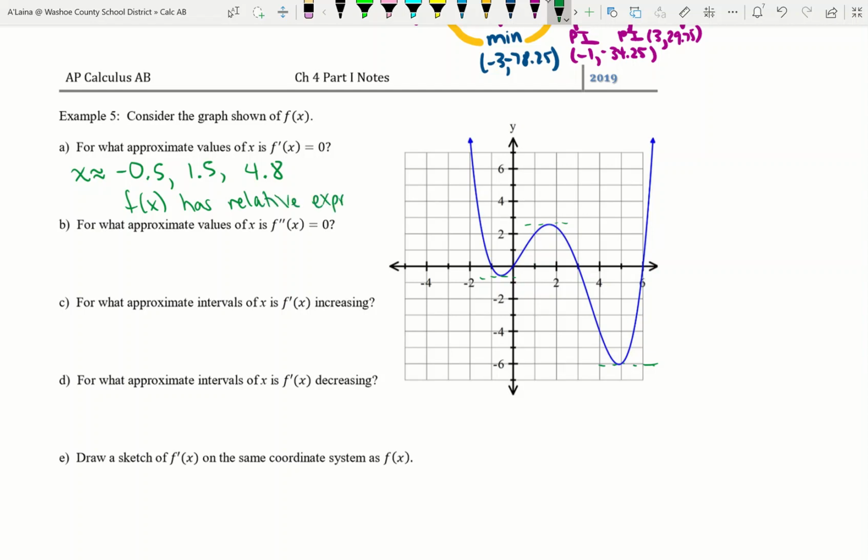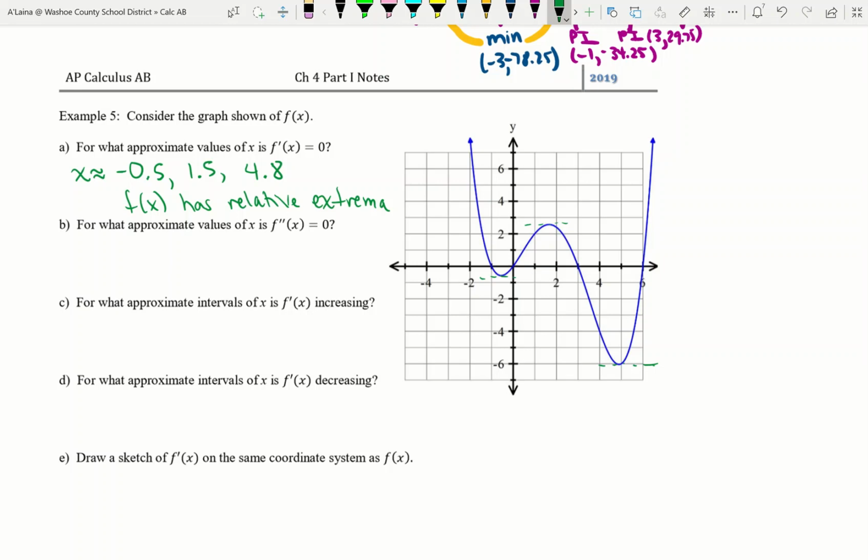As long as those extrema are not where there are sharp turns, because that would be where the first derivative is equal to 0. Spelling's hard, at least today. Okay. And now we want to know, where is the second derivative equal to 0?